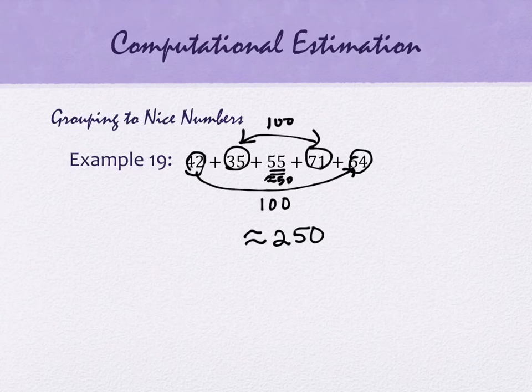Now 42 and 64 is actually over 100, so you might have chosen to group the 42 and the 55 together. Those are approximately 100 too. So there's more than one grouping that sometimes works with the numbers we're given.